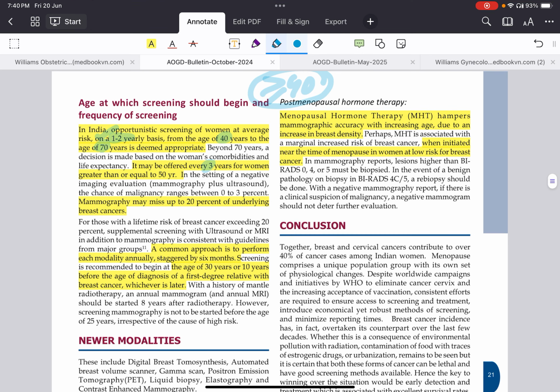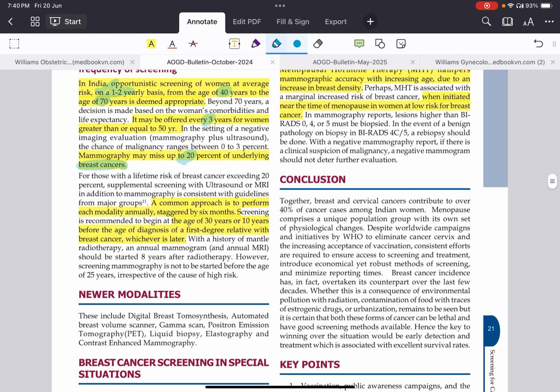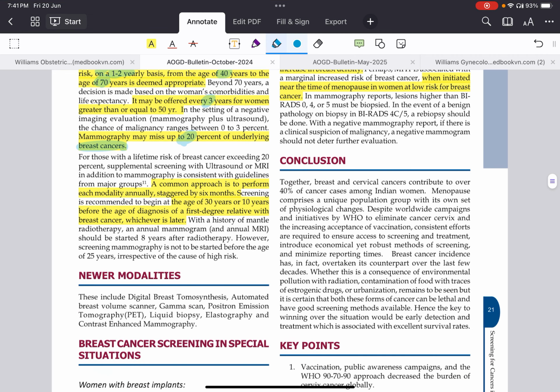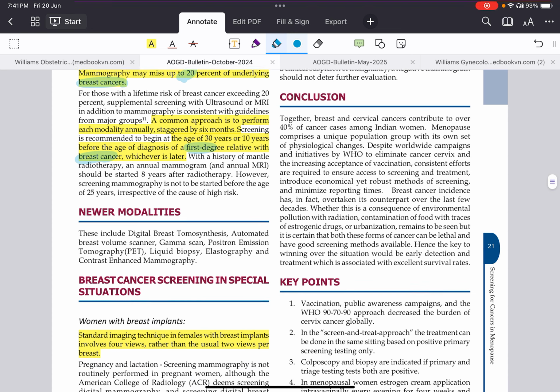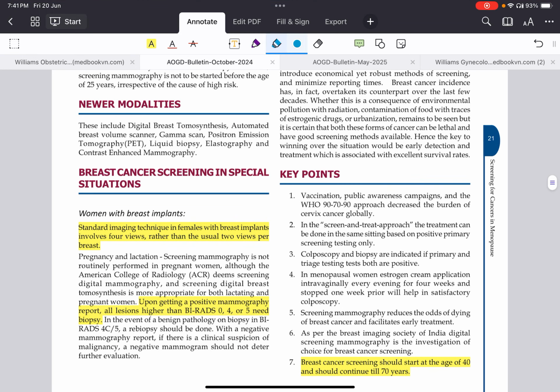Mammography is not a sure shot diagnostic tool. 20% of breast cancers can be missed in mammography as well. Then, if she has a first degree relative with breast cancer, she should start 10 years earlier. Like 40 years is the point where you start mammography screening, but in this case you should start at 30 years. There are special situations where breast cancer screening is affected.